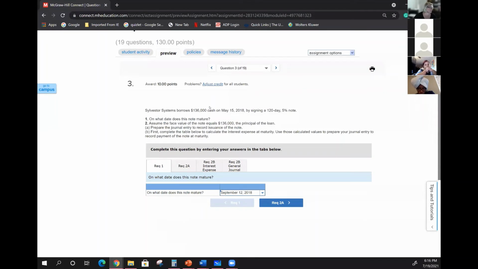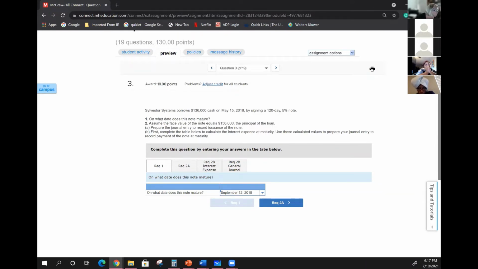Okay, Sylvester System borrows $136,000 cash on May 15th by signing a 120-day 5% note. So you see that this is something that is less than 12 months. So it would be considered a current liability, and it would go in the current liability section of the balance sheet because it's only for 120 days, and it's a 5% note.